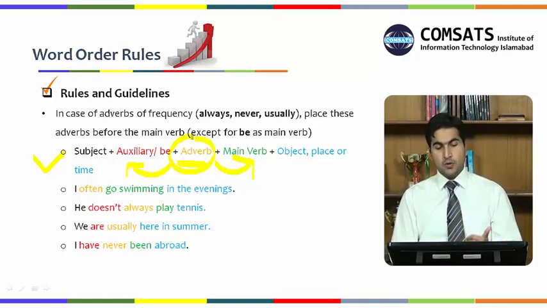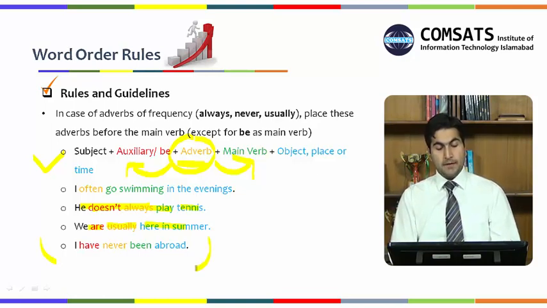I often go swimming in the evenings. Once again, subject, adverb, main verb, then time. You move ahead. He doesn't always play tennis. So auxiliary, adverb, then your main verb, and then the object. Then once again auxiliary, the adverb, and then the place. And this is the one that I wanted you to know.